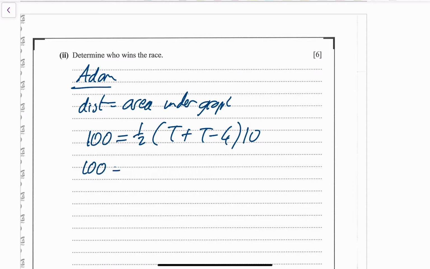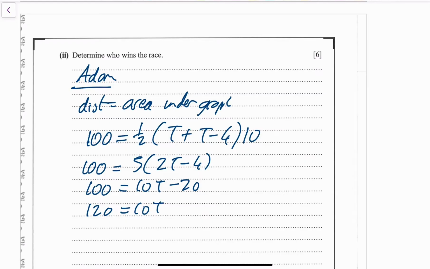Let's tidy up. That's 100 is equal to 5 times (2t minus 4), which means 100 is equal to 10t minus 20. 120 is equal to 10t. Wee bit of working out. Your t is equal, for Adam, to 12 seconds.